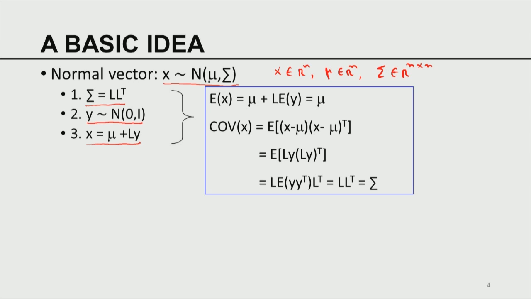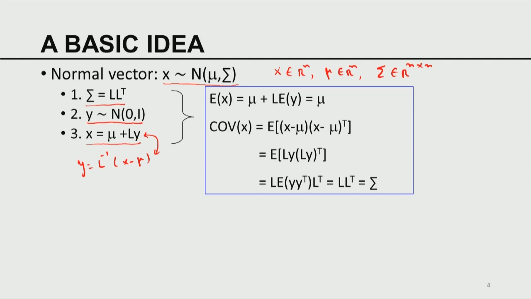Now, I can relate X and Y through the relation 3. So, what does it say? Y is equal to L inverse times X minus mu, or X is equal to mu plus L Y. So, this transformation relates a unit normal random vector to a general normal vector with mean mu and covariance sigma. And the verification of the third statement is given in the box on the right hand side. You can easily verify that.